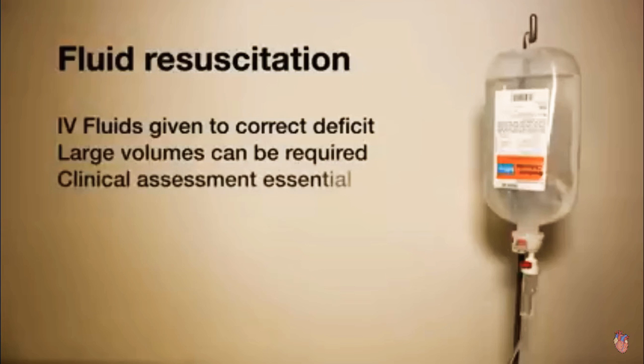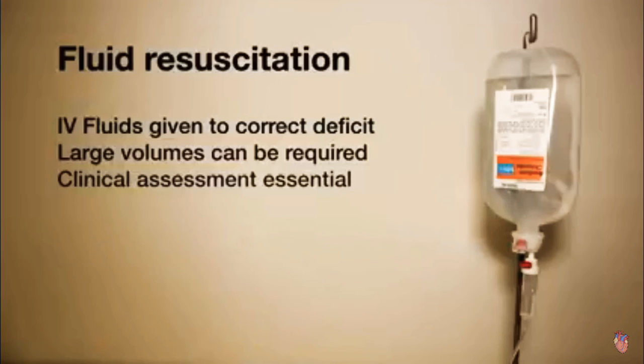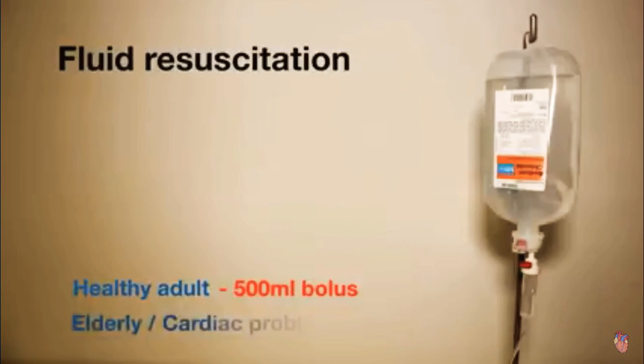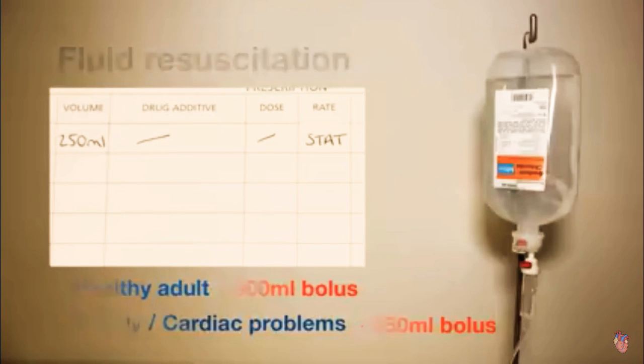Always assess the patient fully first. Low blood pressure, tachycardia, and low urine output are classic signs of hypovolemia. Consider administering fluid boluses in volumes of about 500 millilitres to adults requiring fluid resuscitation and reassess after each bolus. For elderly patients or those with cardiac problems, proceed more cautiously by using smaller boluses of about 250 millilitres before reassessing to avoid fluid overload.